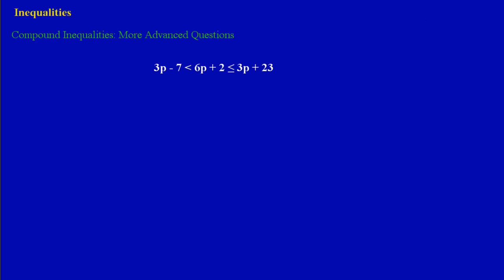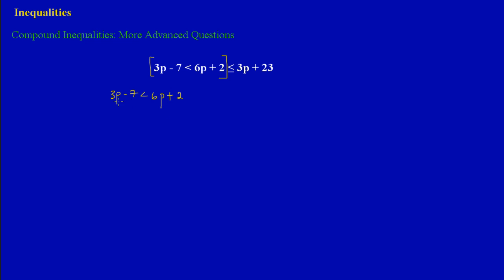Now, as I've stated, when working with compound inequalities with two inequality signs, I'm going to open my bracket, go across the first inequality sign and stop where the second one begins, and I'm putting that in a bracket, and we're going to calculate this now. So I can say this is 3p minus 7 is less than 6p plus 2.